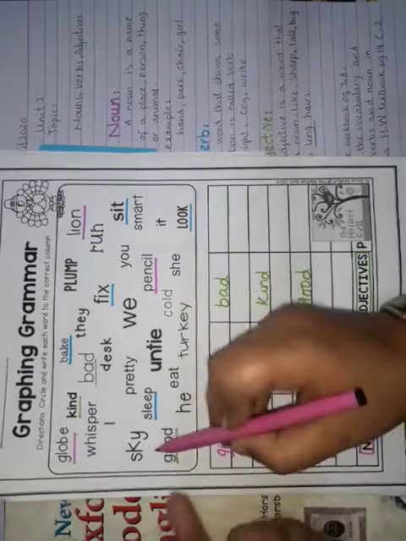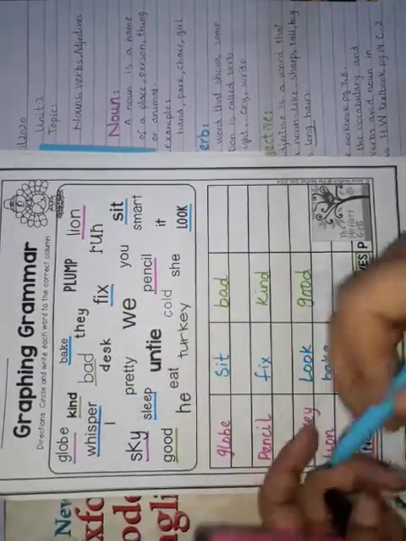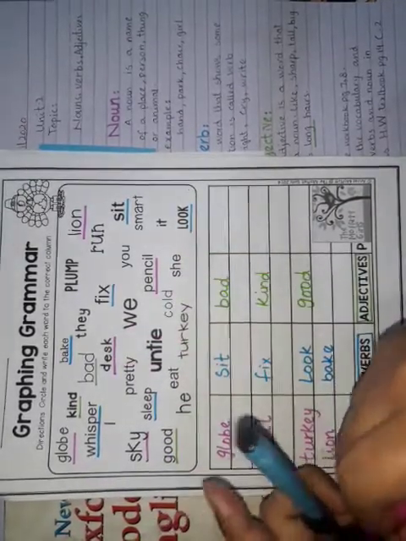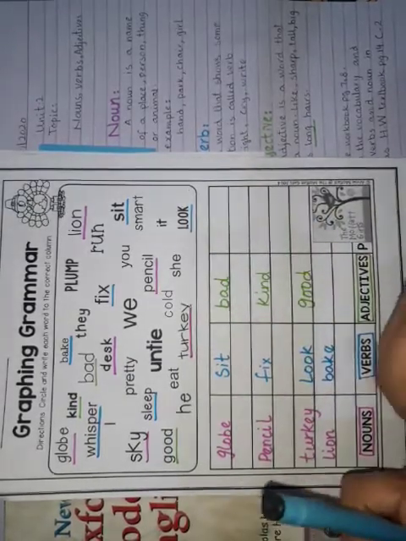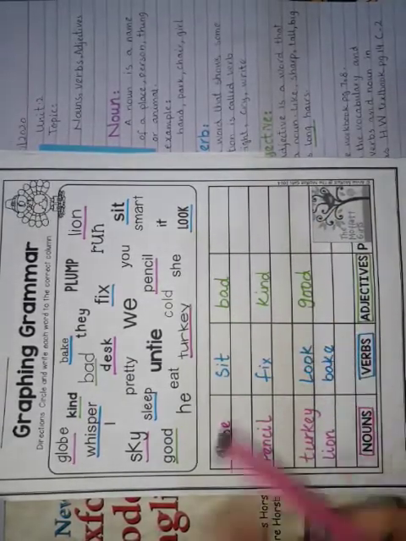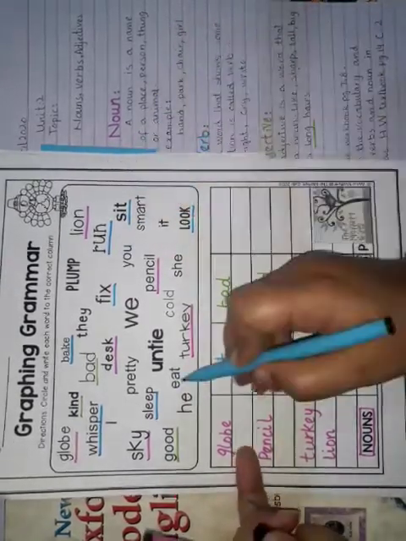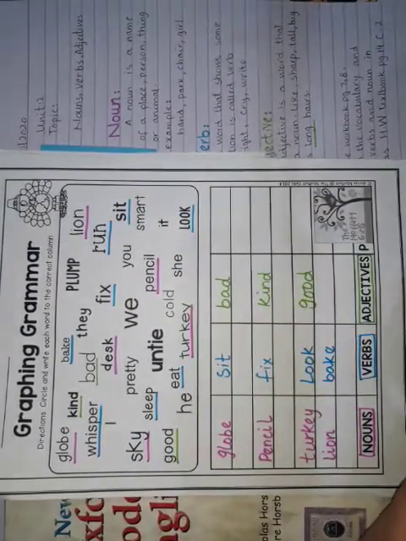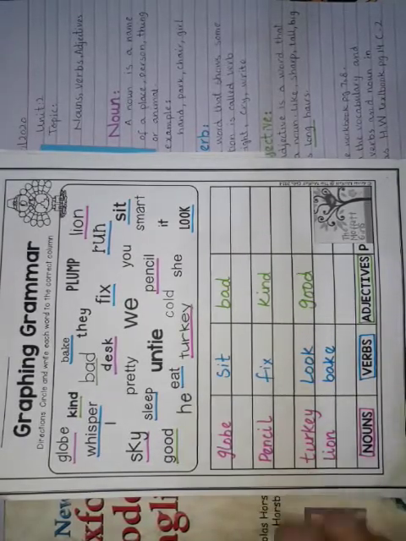Sky is also a noun. Whisper is a verb. All right, desk is also a noun. All right, turkey is a noun. So let's use pink color for this one. And is there any more verb? Yes, run. Run is also a verb. Eat is a verb. Now let's see if we have any adjectives here.